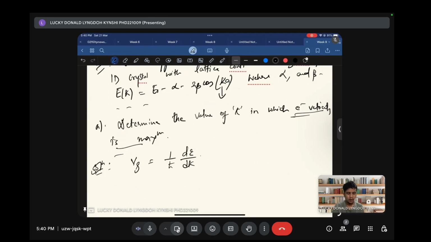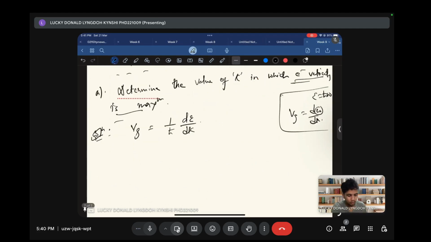Okay, so if you look at it, Vg is equal to d omega by dk, right? So omega, E is equal to h cross omega. So d omega in terms of energy is equal to 1 by h cross dE by dk. This is the group velocity that we have derived previously. So from there you will get the velocity of the electron.